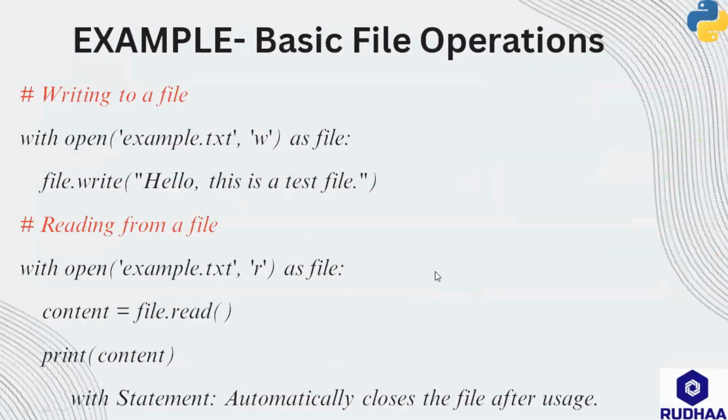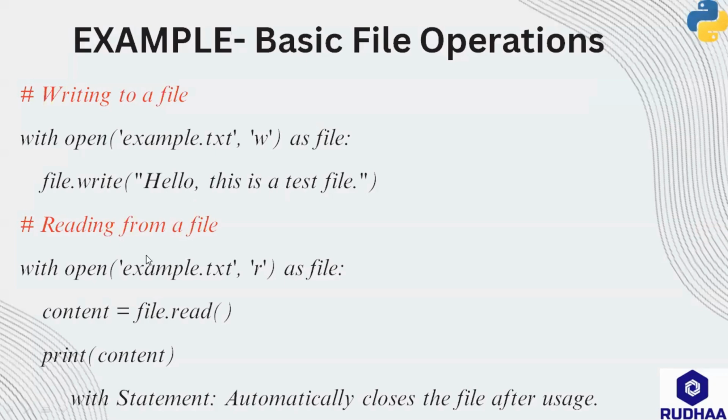So an example of basic file operation: how to write content to the file. For writing the file, you can use this W mode with open example.txt. Example is a name given to a file that is opened in W mode. It has to be opened in W mode so that you can write into the file. So file.write, you can add your content here. This is how to write a file.